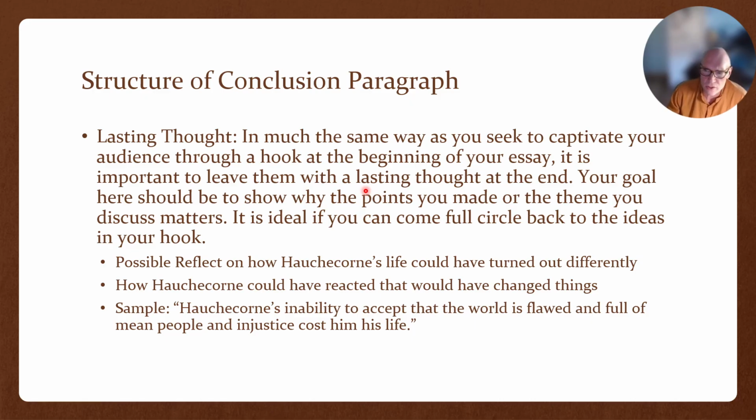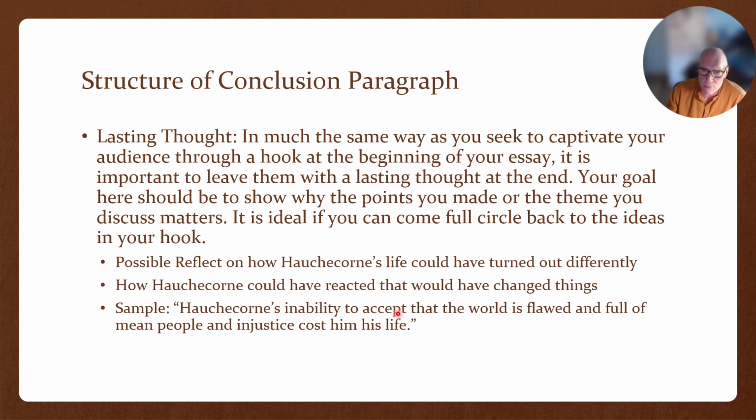Another way you could end it would be how Hoshkorn could have reacted that would have changed things. It's kind of the same way of addressing the first option, the first bullet point, but it could talk about specific actions that he could have taken. He could have left the town. He didn't have to stay there. Why did he stay there when he knew that every time he turned around, he'd be reminded of this injustice against him? So you could talk about what reactions he could have had differently.